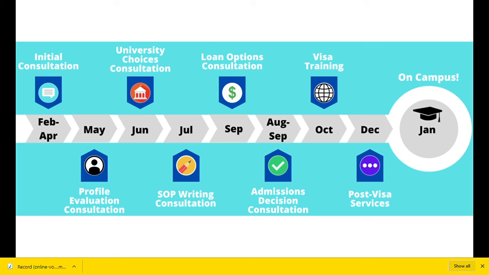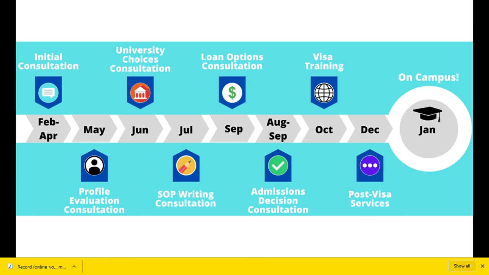Once again, if needed, you can have a consultation regarding loan options in the United States for international students. That would occur in September. Somewhere between August and September, you'd have your admissions decisions consultation to decide on the universities you'd like to select as far as making your final decision.